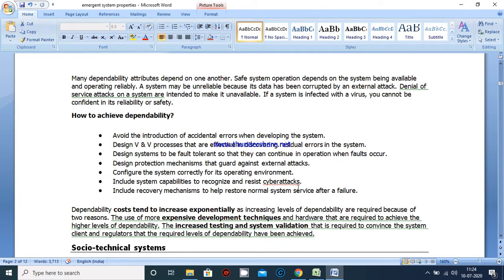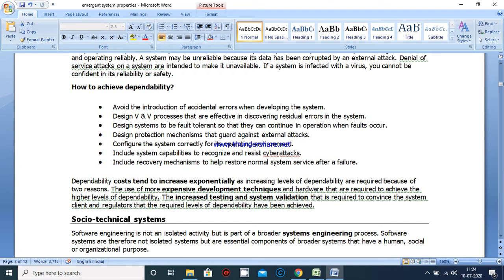Now, the topic is how to achieve dependability. Dependability is one of the most important emergent properties of a software system. So, how to achieve dependability? I discussed with you emergent properties of software. I discussed with you the dependability properties, and now it's time to discuss how to achieve dependability.